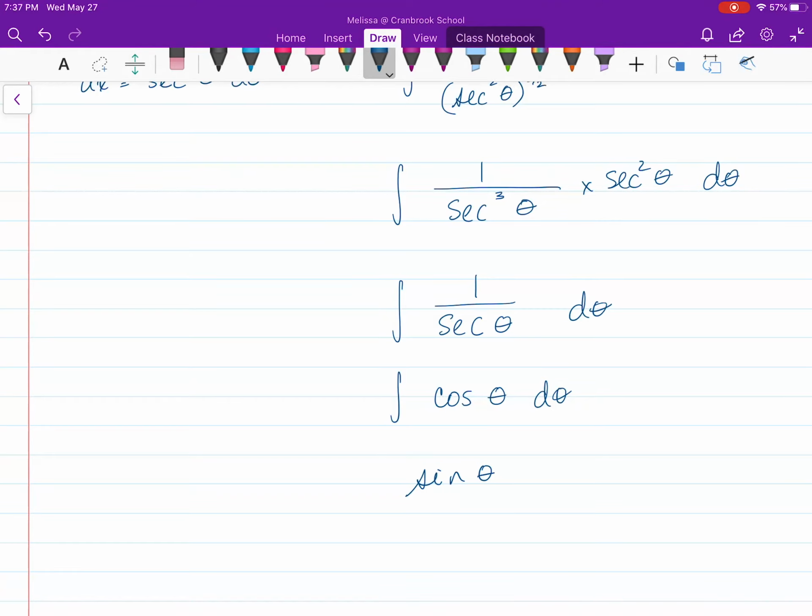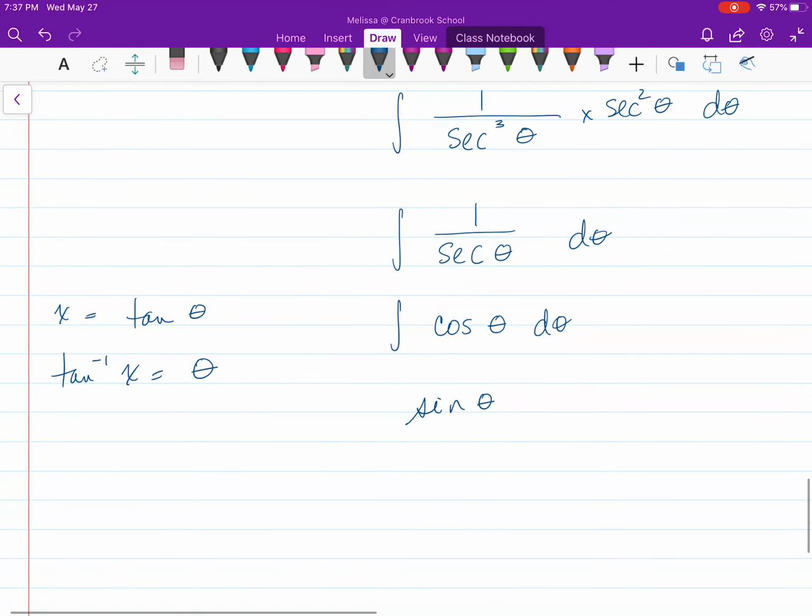But remember from the beginning that x is tan of theta, and I cannot leave my final answer in terms of theta. So I need to actually solve that substitution that I started with for theta. So that's where that inverse tan of x comes into play, and that's what's going to replace the theta. So I'm actually looking at the sine of the inverse tan of x.